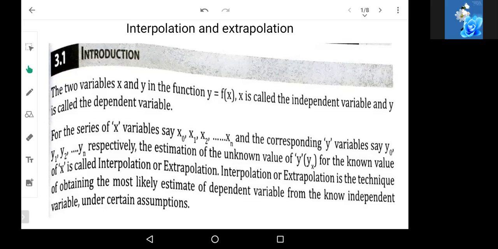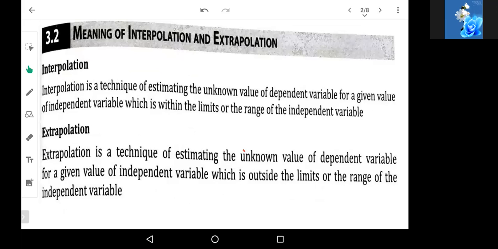Now coming to the meaning, that is what they have repeated here once again. So let us understand the meaning of interpolation and extrapolation. There is a little lag in the screen. Do not worry, I will wait for it and I'll do it. Okay. Now listen. Interpolation.